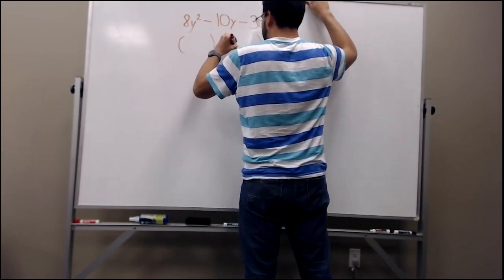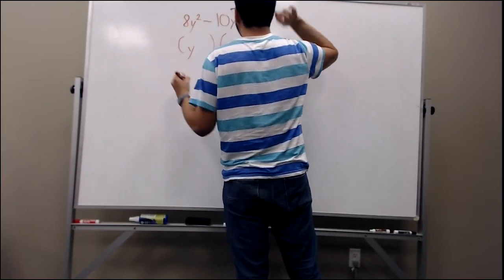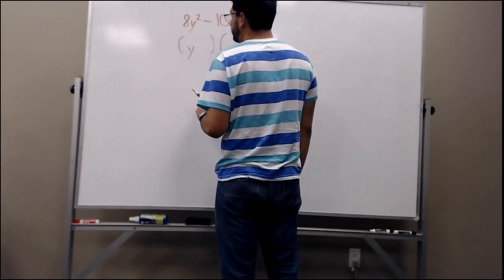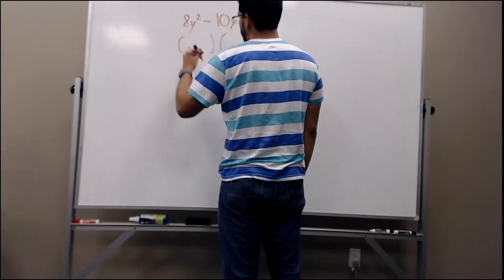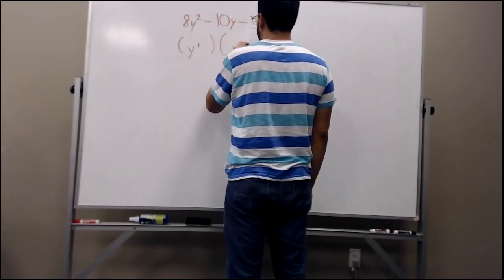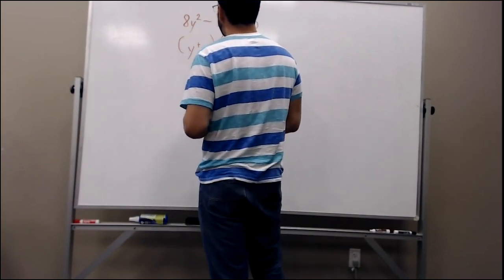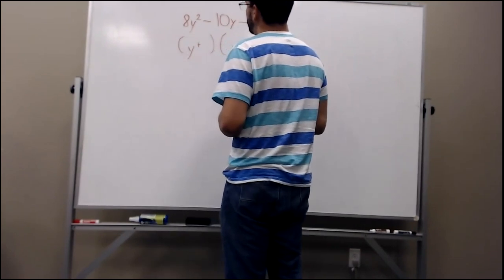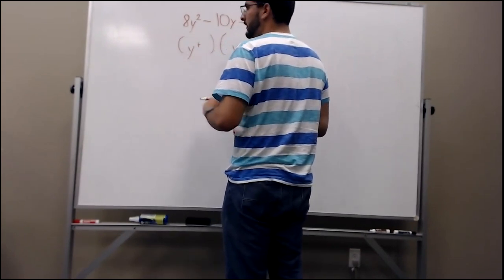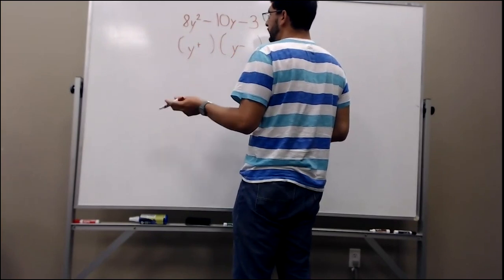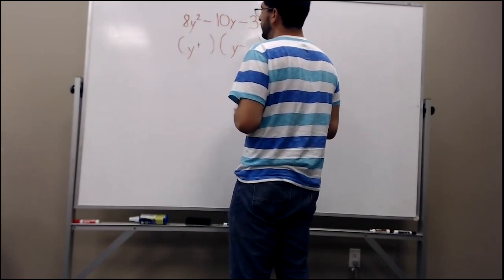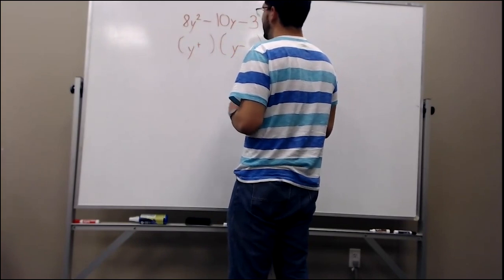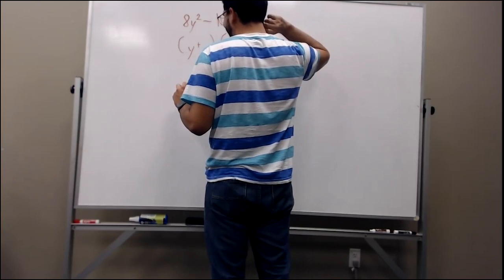You want y and y. And you also notice that you want to have 8y squared. So either you will have 8y in one parenthesis and 1y in the other, or 4y in one parenthesis and 2y in the other. Try 2 and 4. Okay.